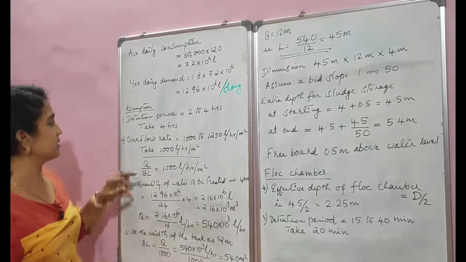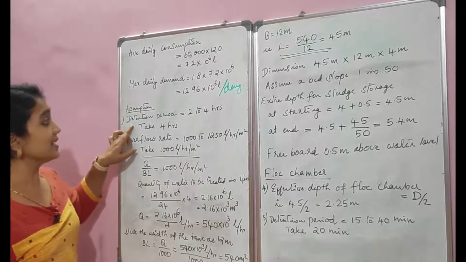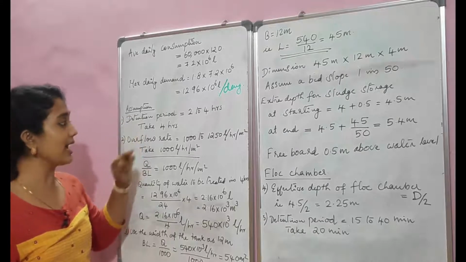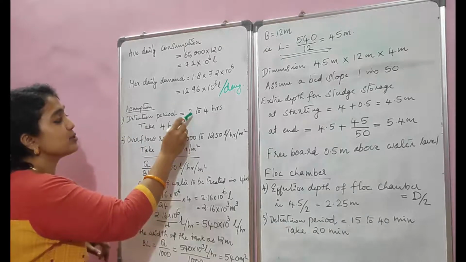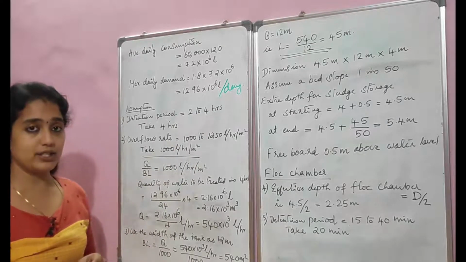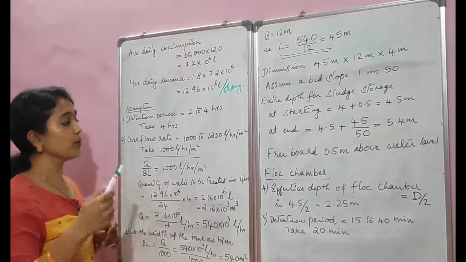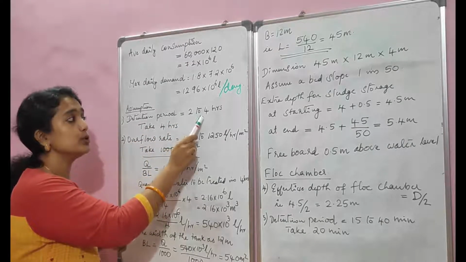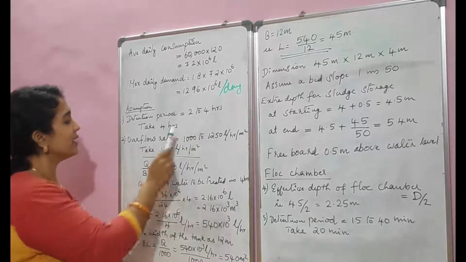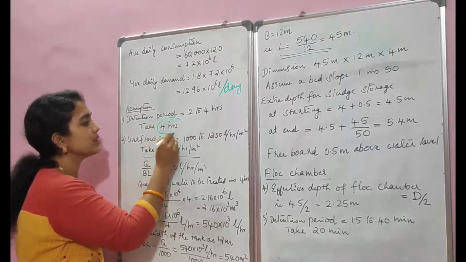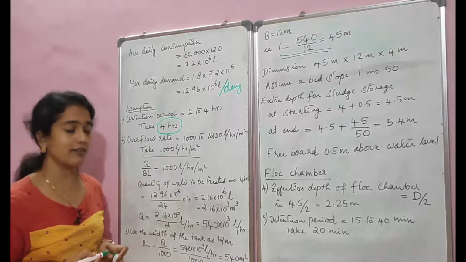Then the first assumption, that is the detention period of the sedimentation tank. Here it is 2 to 4 hours. For a sedimentation cum coagulation tank, we are going to assume the detention period in between 2 to 4 hours. Here we are assuming the detention period as 4 hours.